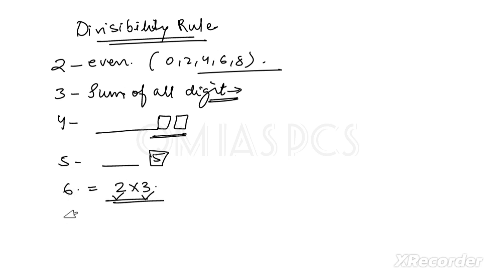Then for 7, I'm writing here. Suppose the number 343 is given. You have to multiply the last digit by 2 and subtract it from the rest of the number: 34 minus 6 is 28. Now divide this by 7. If it is divisible by 7, then that number is divisible by 7. This is for a smaller value.